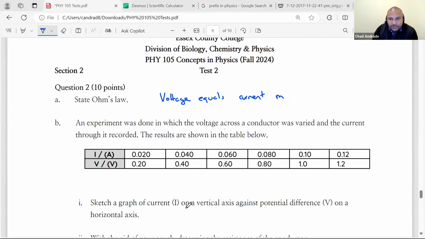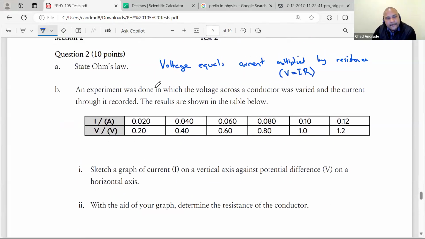Where was I? All right, voltage equals current multiplied by resistance. This is V equals I times R. That's Ohm's law, right? So that's part A.